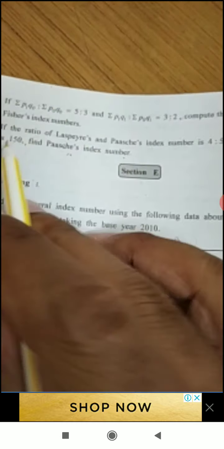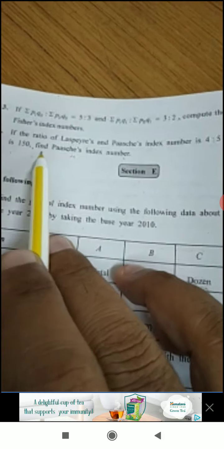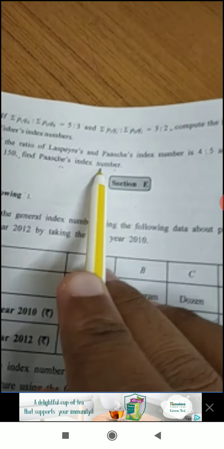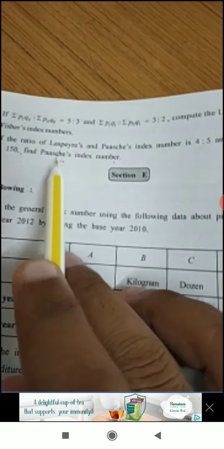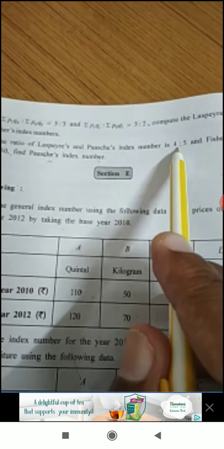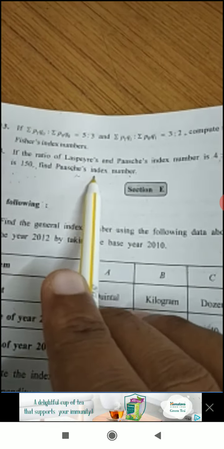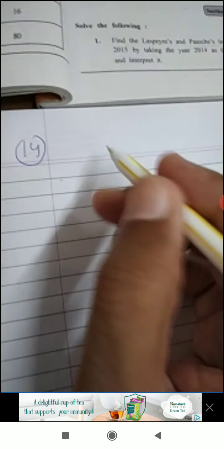What is given in question number 14? If the ratio of Laspeyres and Paasche index number is 4 is to 5, and Fisher's index number is 150, find the IP index number. Here you have to find IP, because IL and the ratio 4 is to 5 are given, and Fisher's index number is also given, 150. IP is not given, you have to find that.